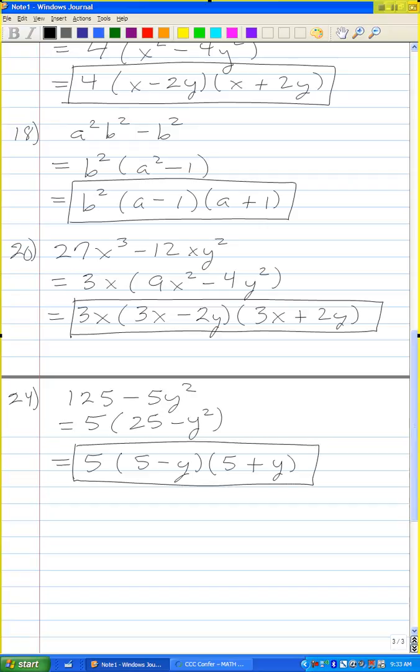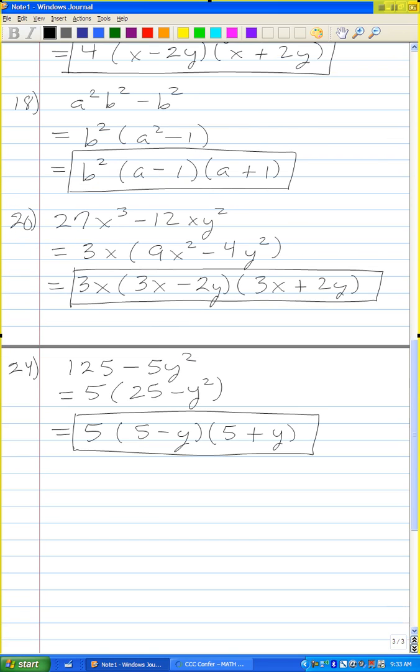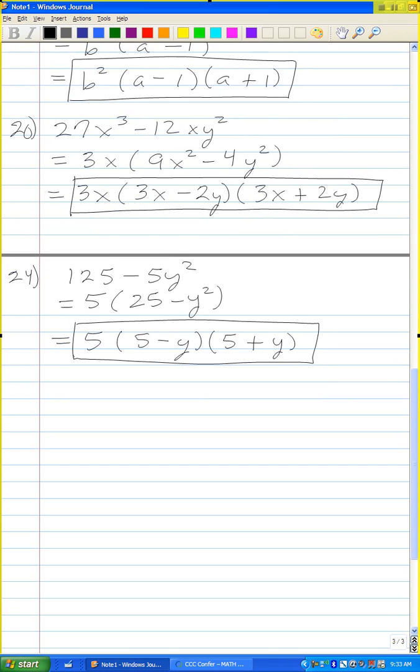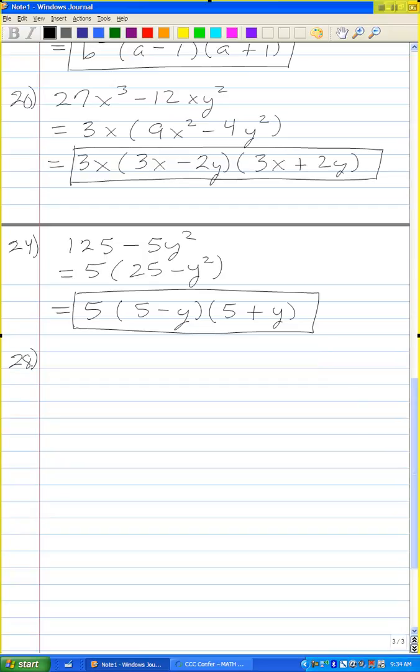Let me do problem number 28. 16 minus x to the 4. And so let's use the difference of squares formula, because square root of 16 is 4, square root of x to the fourth is x squared. So I can write this as the product of the sum and difference of two terms.